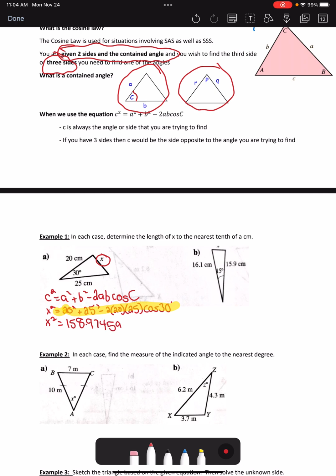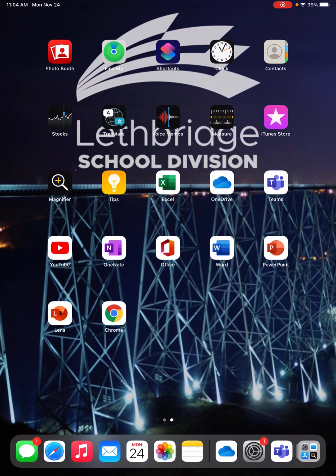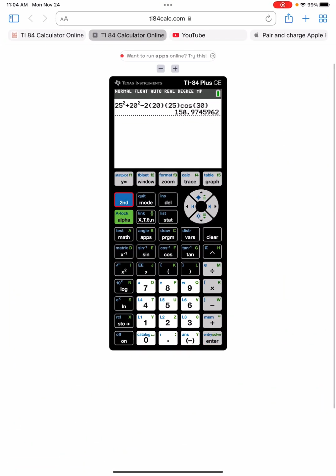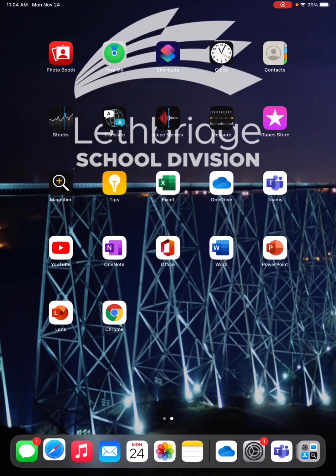And then from here, I can square root to find the side length. So I'm going to square root both sides. And I'll go second function square root. You could type that in, but I'm going to go second answer just because it's faster. Enter, and there's my answer, 12.6 centimeters.